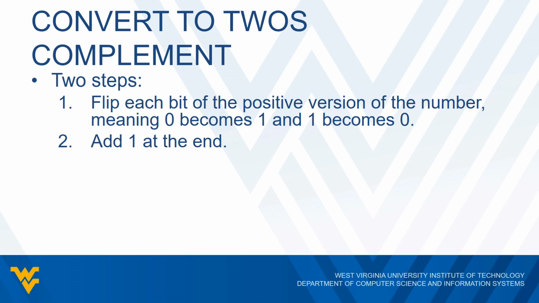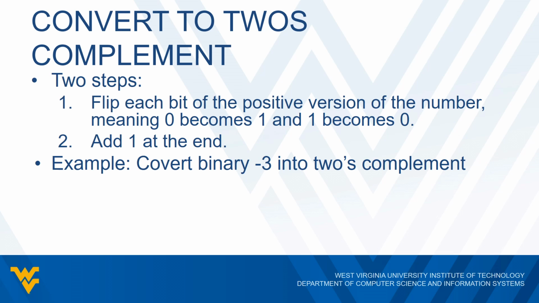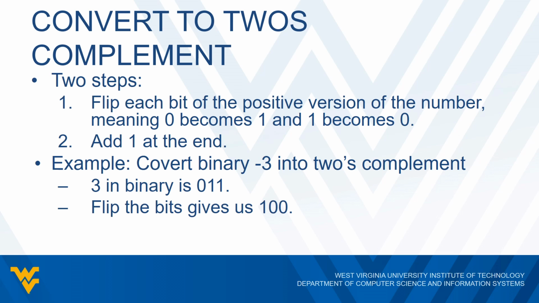That's it. So for example, let's say we convert the binary value of negative 3 into 2's complement. So let's first take a look at the positive value of 3. So 3 in binary is 011. Let's apply the first step. We're going to flip the bits. So that's going to give us 100. And then we just add 1 to it, and that gives us 101.